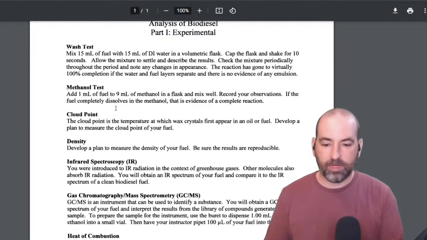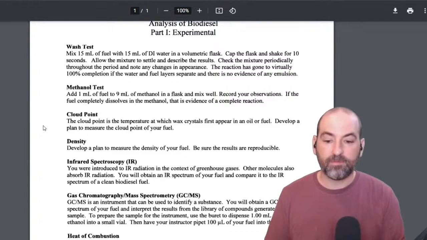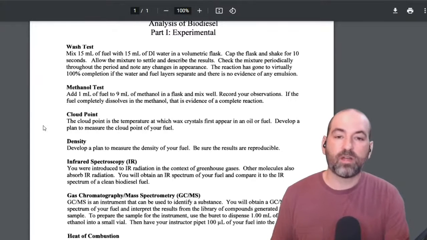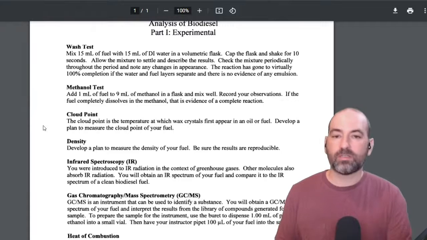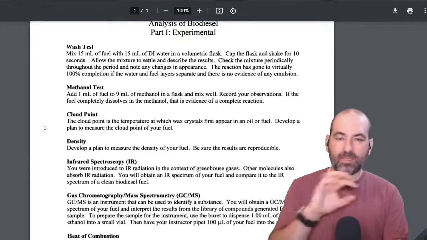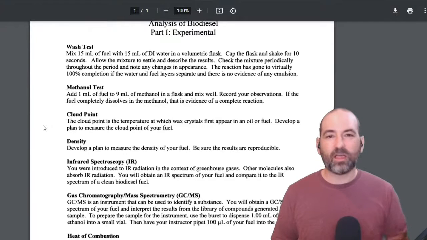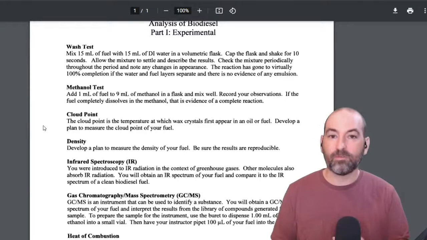All right, the cloud point is an important data point for fuel. That is the temperature below which crystals start to form. And when we say crystals, we're not talking about nice looking, shards of shiny things. We're really just talking about it kind of clouding up, starting to form solids.